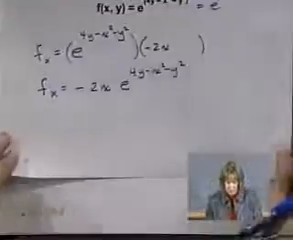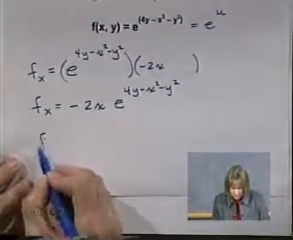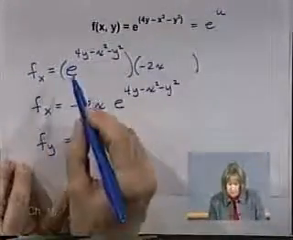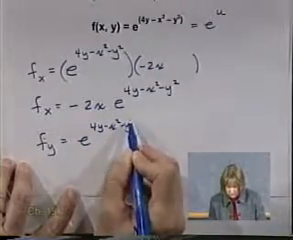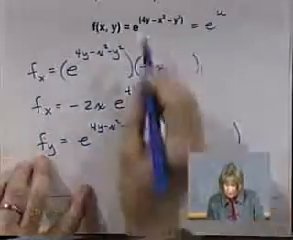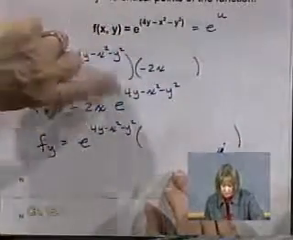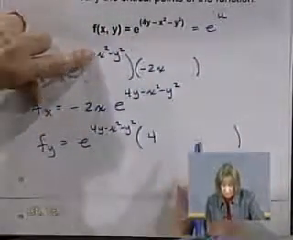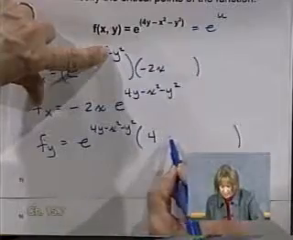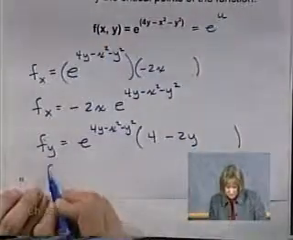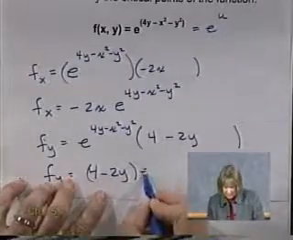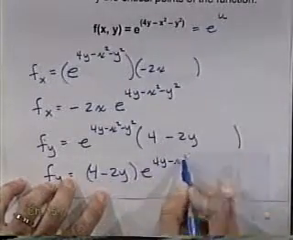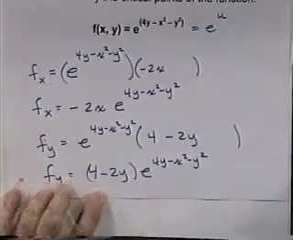Okay, now I have to take the partial with respect to y. The partial with respect to y is going to be, again, e to the u times the derivative of u. Well, let's see. The derivative of 4y is 4. Derivative of minus x squared is 0. Derivative of minus y squared is minus 2y. So f_y is equal to (4 minus 2y) times e to the (4y minus x squared minus y squared).